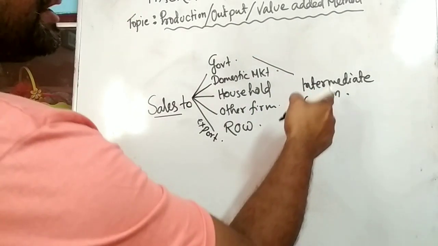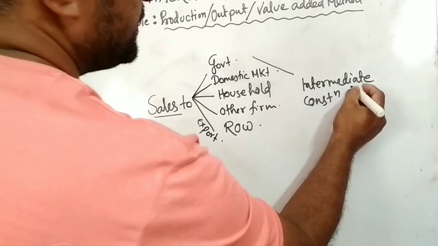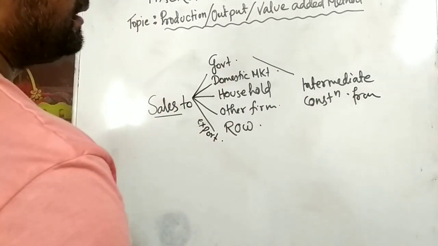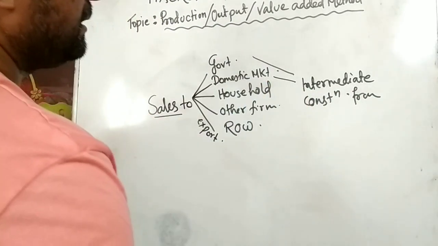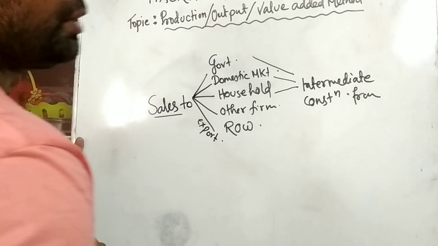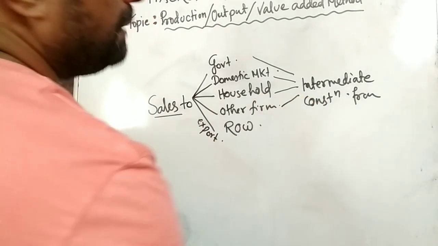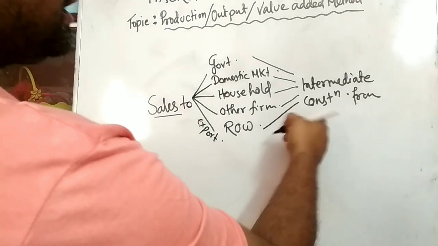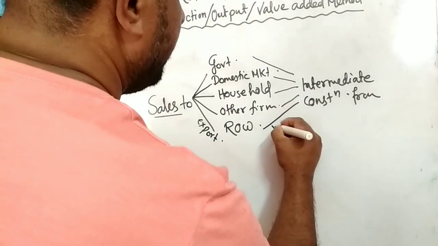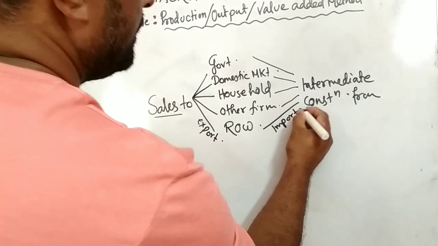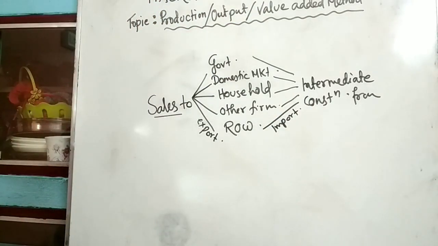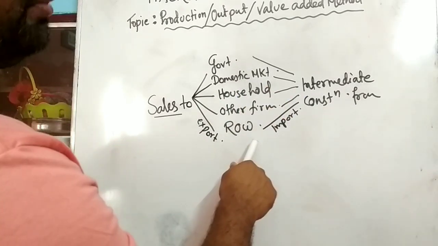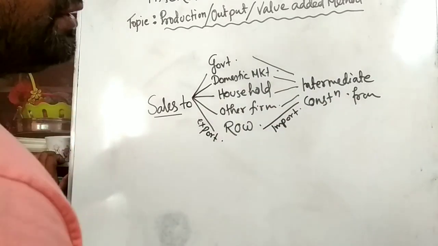Intermediate purchase means purchase by a firm. A firm may purchase from the government, from the domestic market, from household, from another firm, and from the rest of the world. When a firm purchases from the rest of the world, it means import. So if intermediate purchase is not given directly, these parts will be given. Then we have to add all of these to get intermediate consumption.